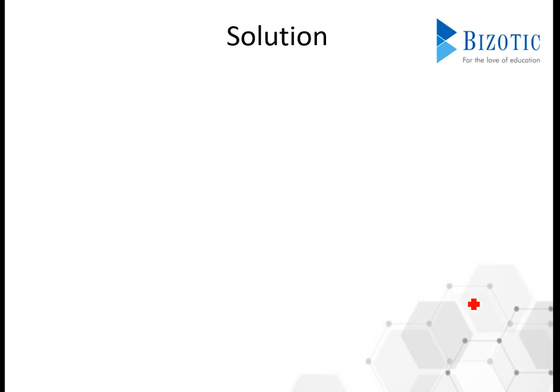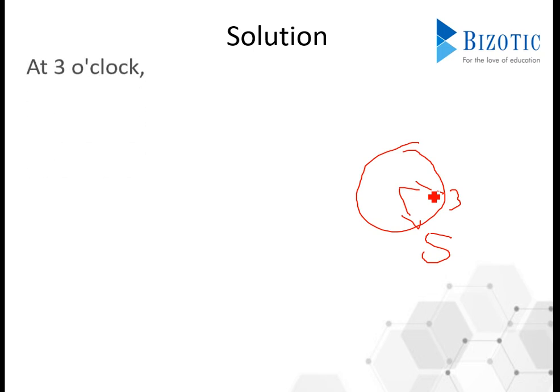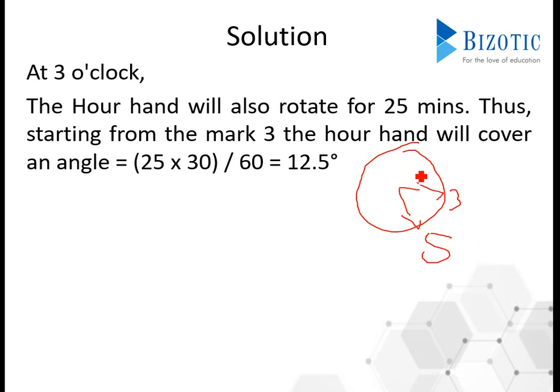Here, in order to find the angle between the hands at 3:25, the hour hand is at 3 and the minute hand will be at 5. You could have easily said it would be 60 degrees if the hour hand was not moving. But the hour hand is also moving. So how much distance will it have moved? That we will be calculating here.